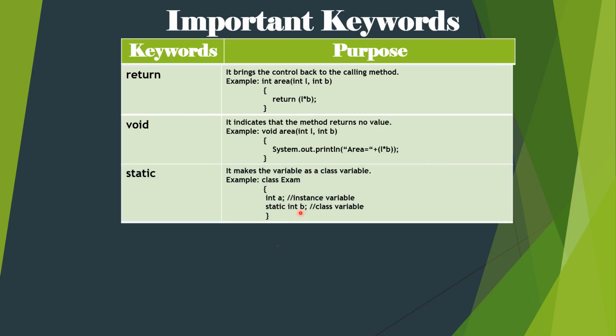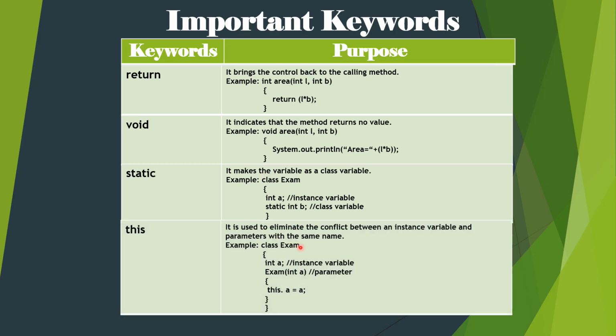Static. It makes the variable a class variable. For example, class Exam { int a; static int b; }. Here a will be known as an instance variable and b will be known as a class variable. So what is the main difference between an instance variable and a class variable? An instance variable is created separately for each object of a class, whereas a class variable is created only once for the whole class. So for creating a class variable, we need the static keyword.